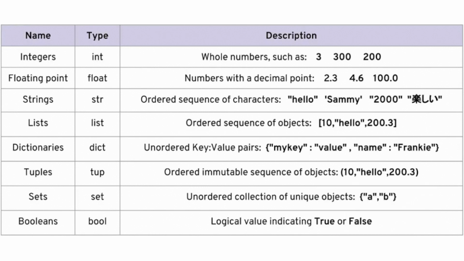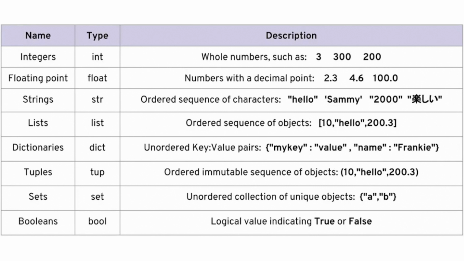Starting at the top, we have integers. Integers are noted as int in Python, and they are basically your whole numbers, for example 3, 300, and 200. Next you have floating points. Floats are noted as float type in Python, and these are numbers with a decimal point, such as 2.3 and 4.6. As you can see, 100 is a whole number, but because there is a decimal point and 0 attached to the 100, it becomes a floating point number.